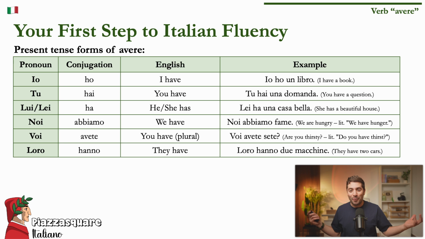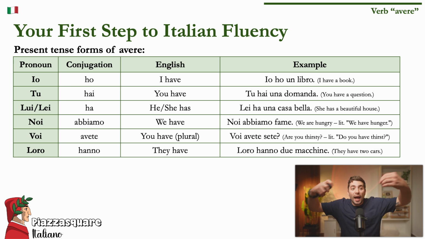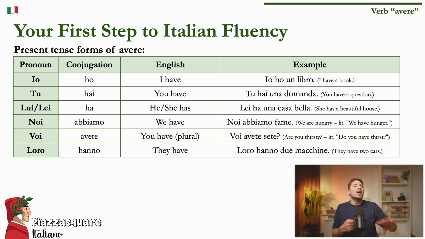Noi abbiamo, we have. For example, noi abbiamo fame means we are hungry. Literally, we have hunger. Voi avete, you have, plural. For example, voi avete sete means are you thirsty? Literally, do you have thirst?